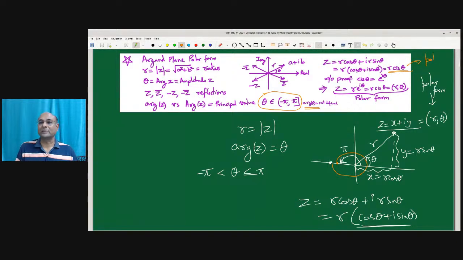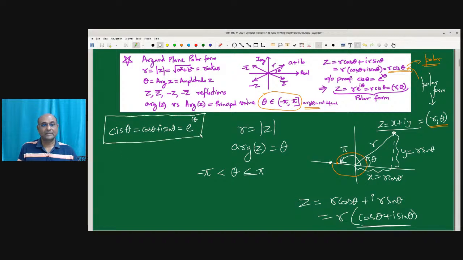The word polar form is used in many different ways. So when we say polar form, this is polar form. This is also polar form. And there is one more polar form. Euler discovered that cis theta, which is cos theta plus i sin theta, you can actually call this e to the power of i theta. It is a definition in one way, and a discovery in another way. There is a reason behind this definition. I'm not going to derive all that.